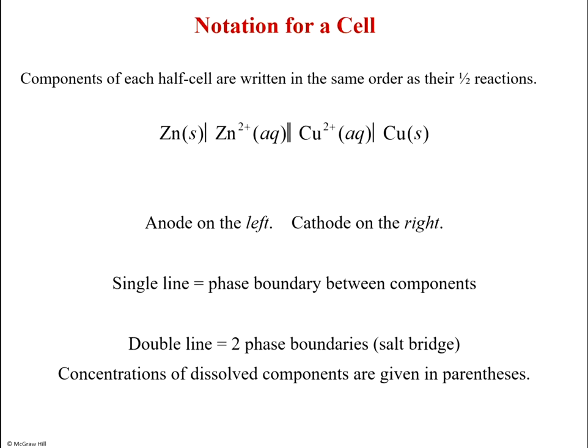The double line in the center represents the salt bridge. So the first line on the left represents the zinc solution to salt bridge phase boundary. And the right-hand line of that double line represents the salt bridge to the copper aqueous solution phase boundary. Then we have one more vertical line as we go from the copper solution to copper solid. We put our phases for every species, and we often put concentrations in parentheses.